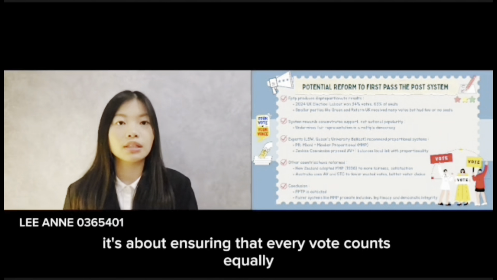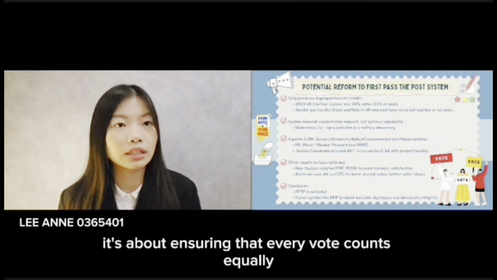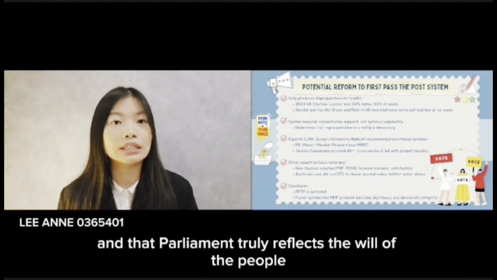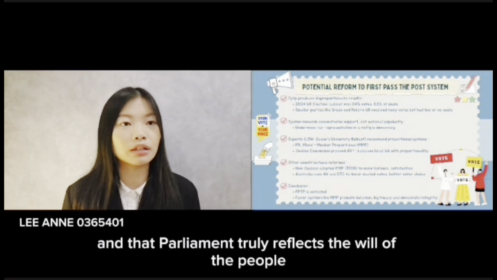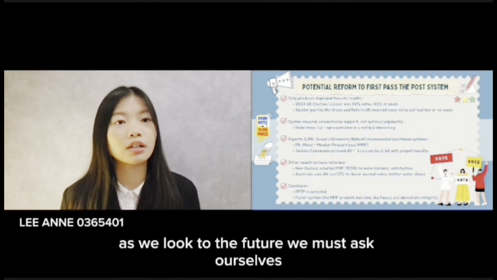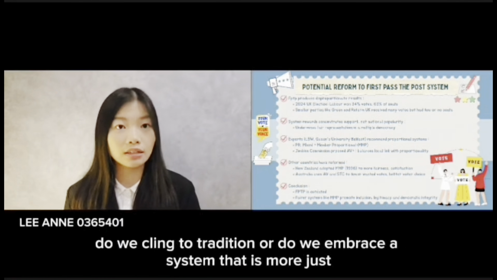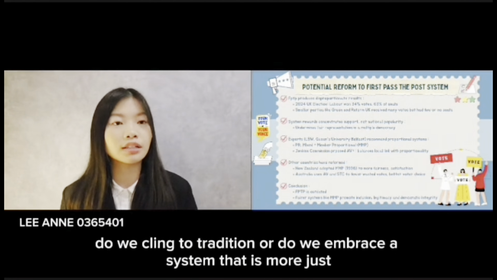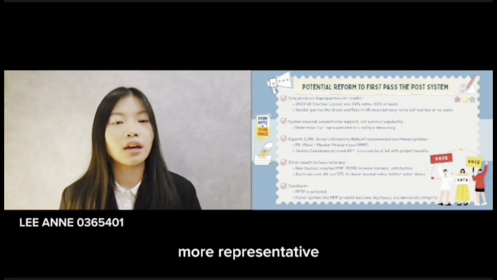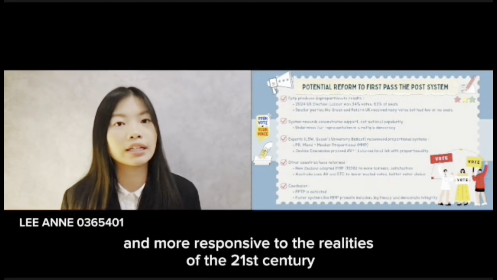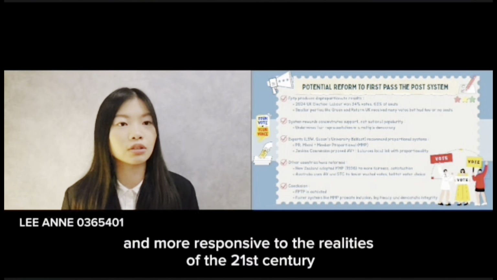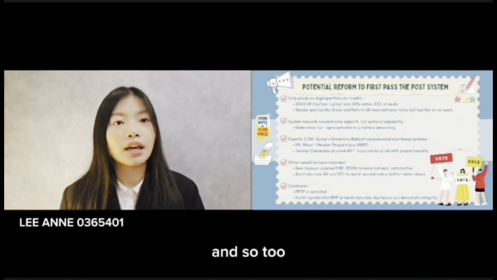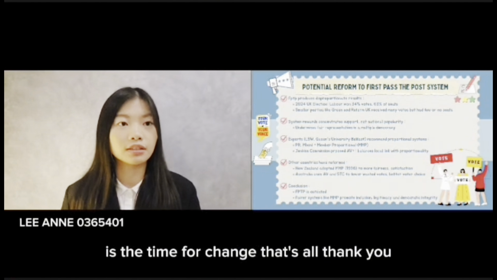It's about ensuring that every vote counts equally, that every voice matters, and that Parliament truly reflects the will of the people. As we look to the future, we must ask ourselves: do we cling to tradition, or do we embrace a system that is more just, more representative, and more responsive to the realities of the 21st century? The time for honest, informed debate is now, and so too is the time for change.